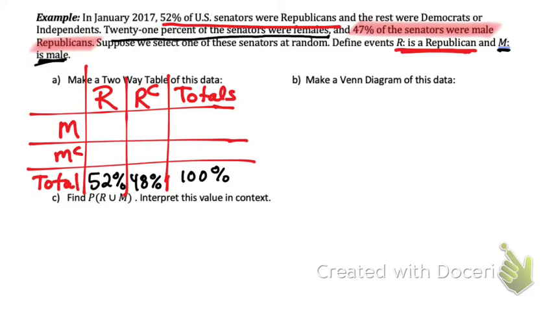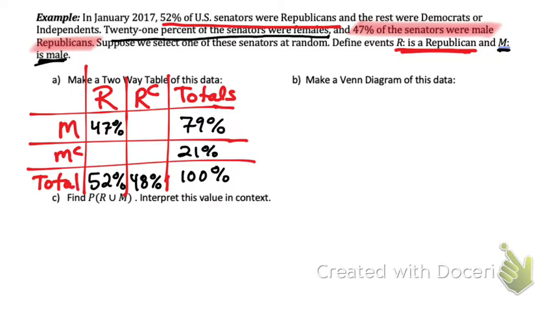All right, 21% were females. There's no females on here, but there is. It's the male complement, okay? So the male complement total would be 21%. So how many males were there, or what percent was males? 79%. Then it tells us that 47% were male Republicans. Male Republicans. That's where our two events are overlapping. So that's 47%.